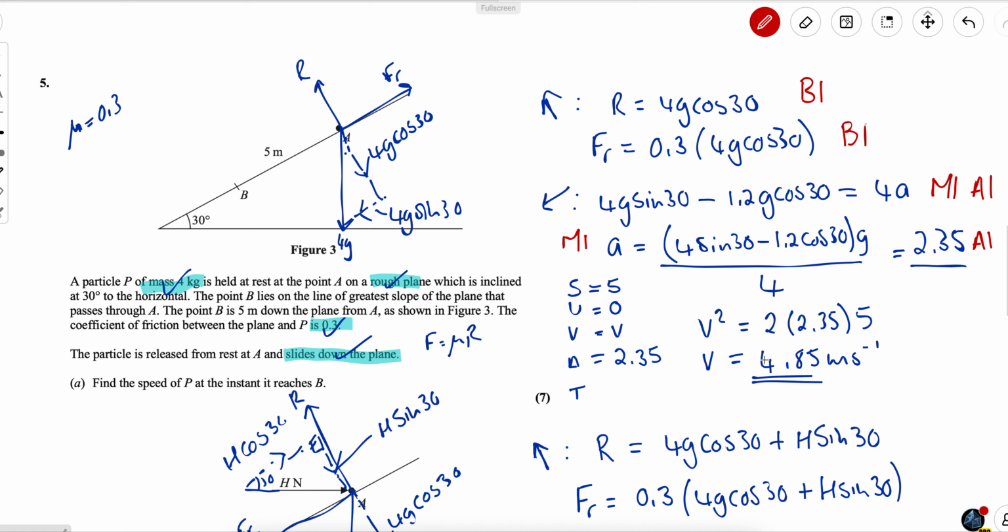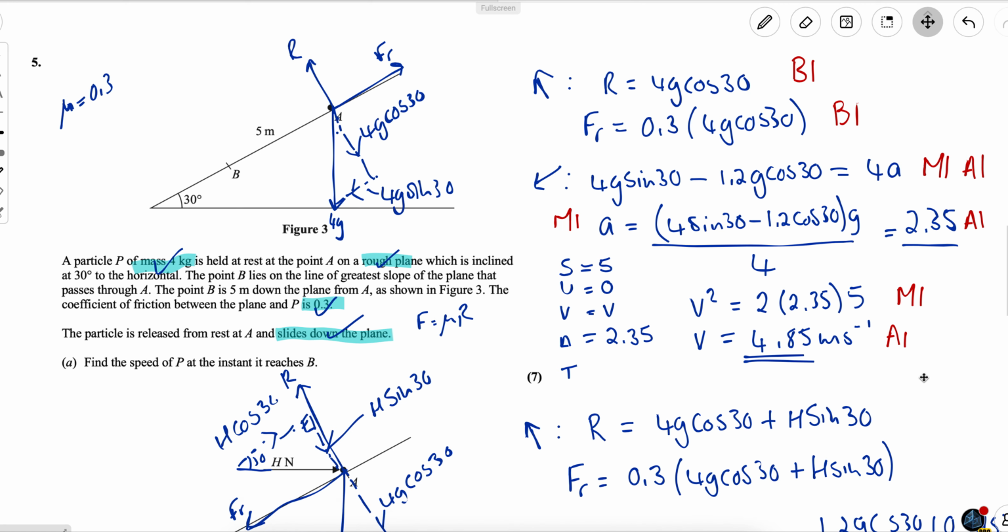Then there's a method mark, depending on the fact that you found a value for A, you can have a method mark for using that in a SUVAT equation. So it doesn't have to be this, but this is the quickest one. And then 4.85 gives you an accuracy mark.